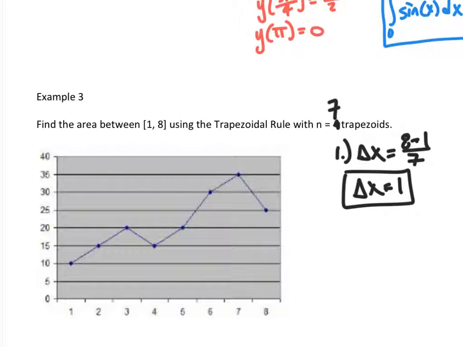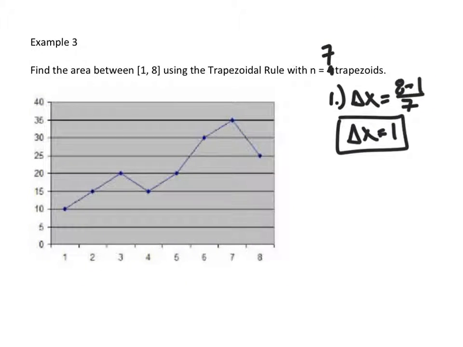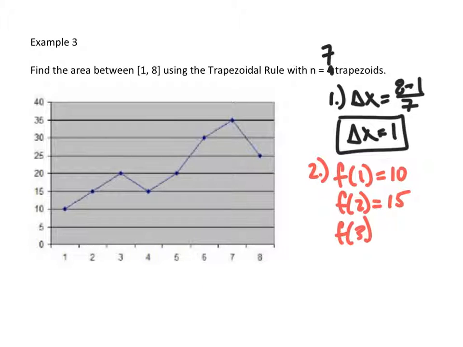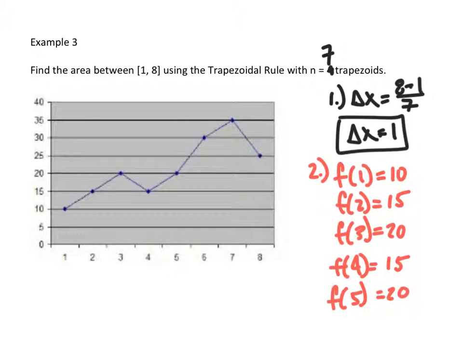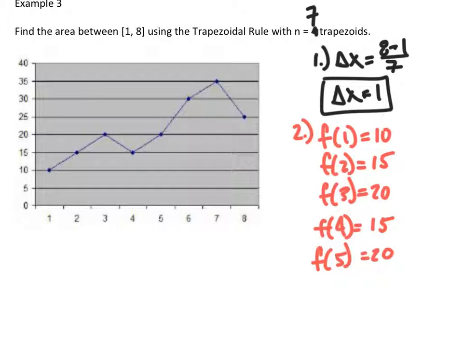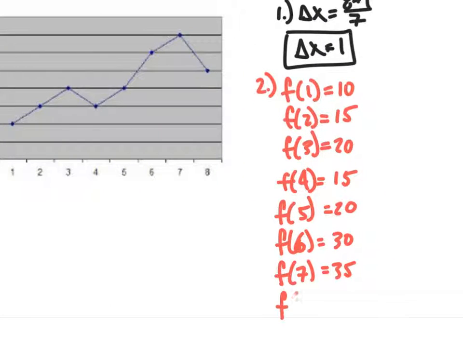Now what I want to do is find all my y values. Part 2: f of 1 is 10. I'm just looking off the graph here. F of 2 is equal to 15. F of 3 is equal to 20. F of 4 is equal to 15. F of 5 is equal to 20. F of 6 is, what is that, 30? F of 6 is equal to 30. F of 7 is 35. And then f of 8 is 25. Okay, and those are all right.